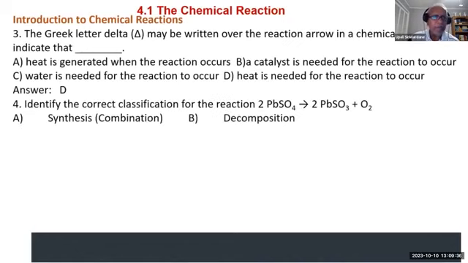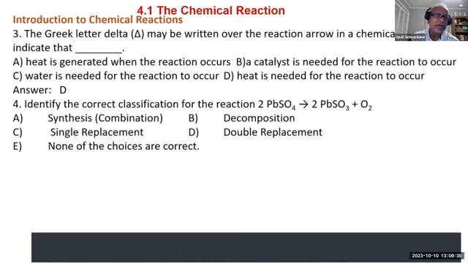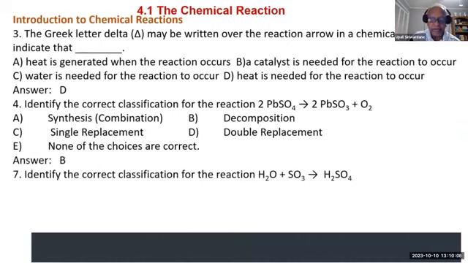This is number 4. Identify the correct classification of reaction. Lead sulfate breaks into lead sulfide plus oxygen. That's a decomposition. If you look at the pattern, one molecule, one compound, breaks into 2 simpler compounds. That's a decomposition. D is the correct answer. This reaction, question number 7, the correct classification is synthesis.